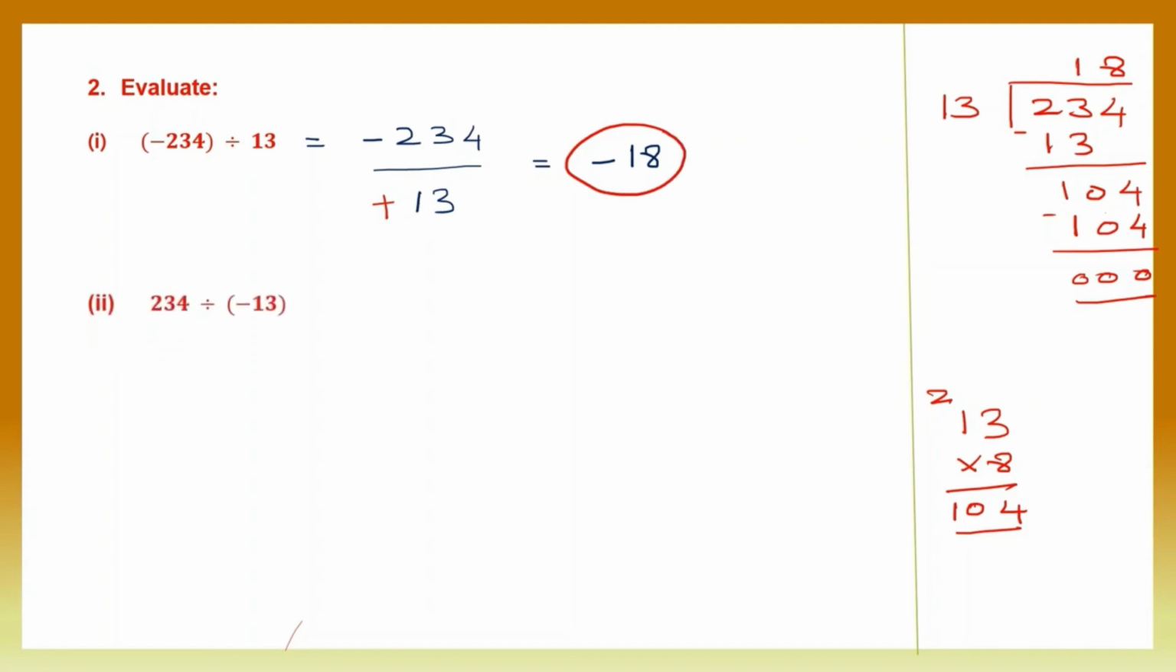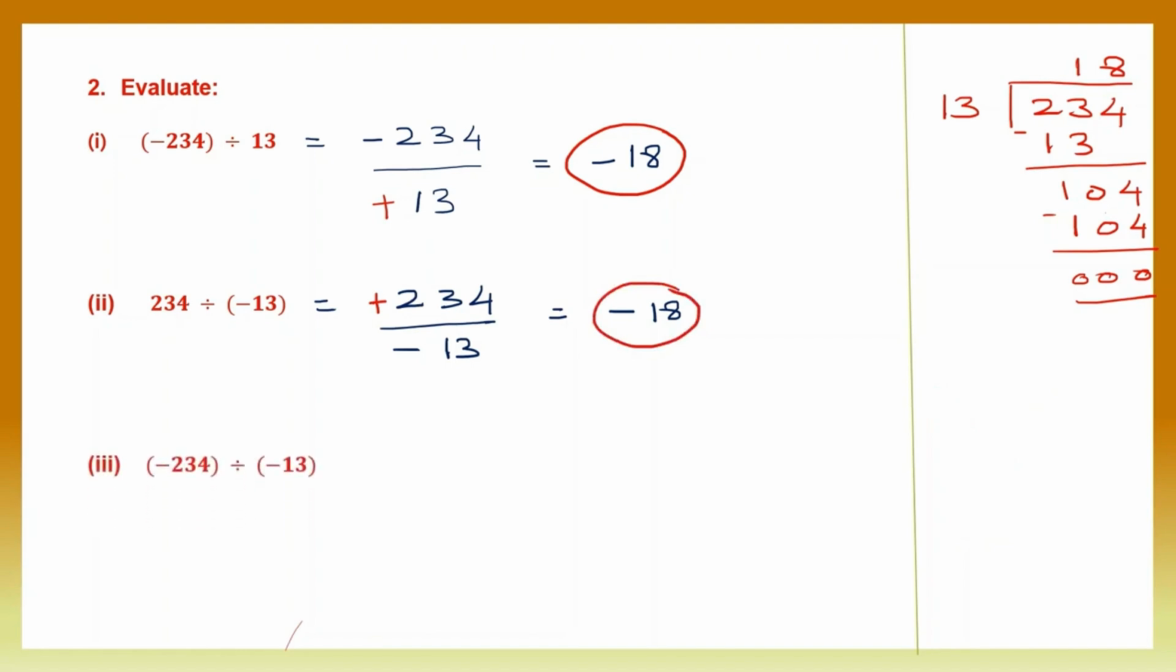Next one, 234 divided by minus 13 this time. So let's write 234 divided by minus 13. This time 234 doesn't have a sign, so we'll give it the plus sign. And the signs are different. So our answer is negative. And we've already done the division of 234 by 13 here, and we got a quotient as 18. So let's write our answer. Our answer here is also 18. With the sign, final answer is minus 18.